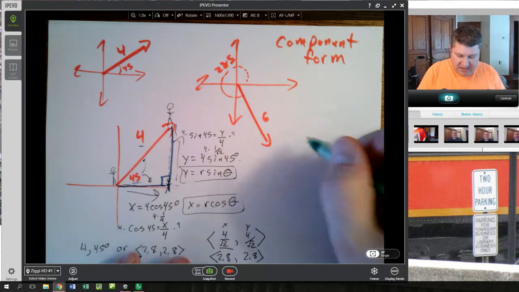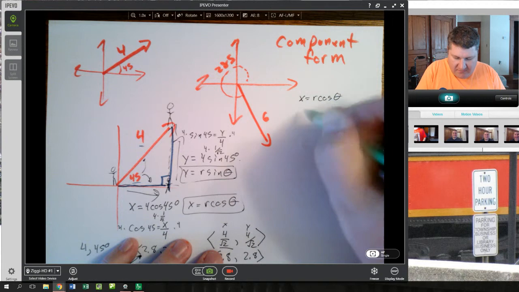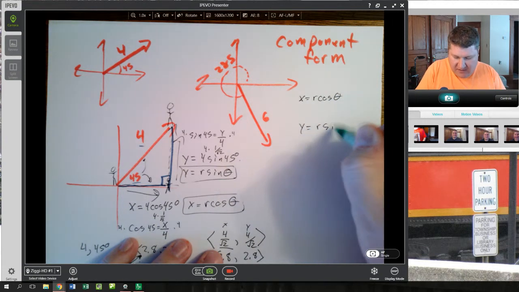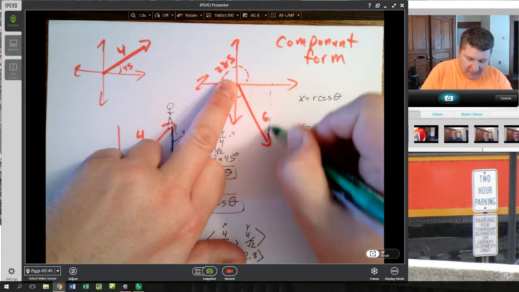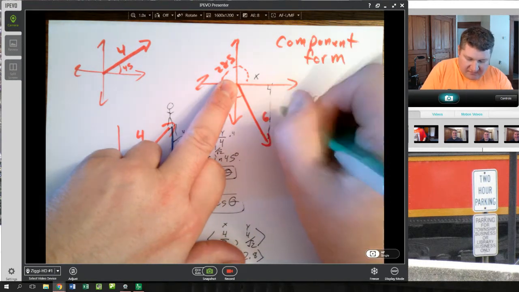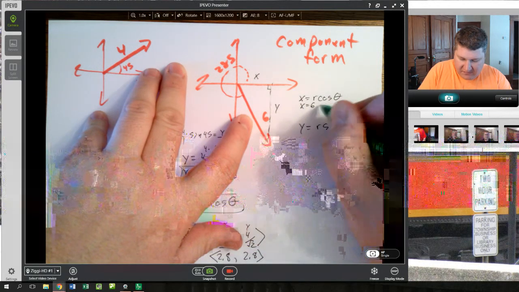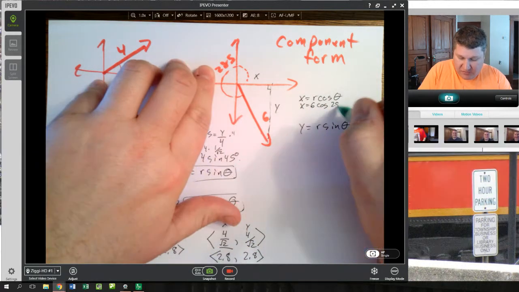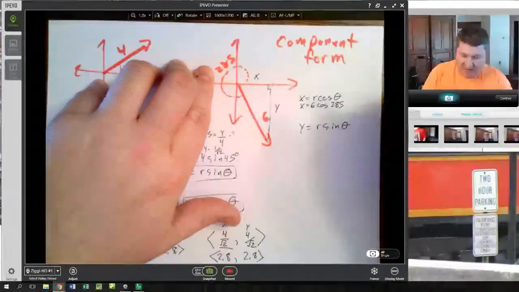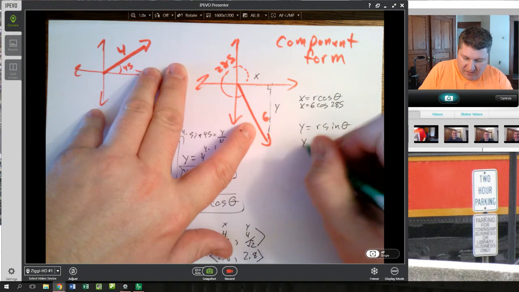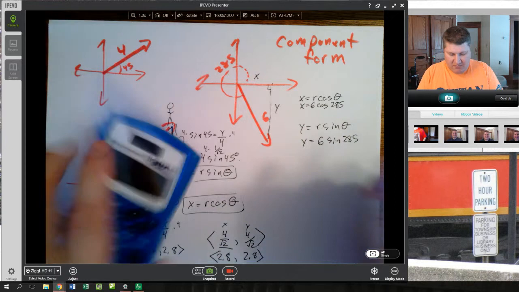Now, let's do the same thing over here. X equals r cosine theta, y equals r sine theta. Let's plug them in. So let's drop an altitude, and we say x and we say y, and we say the radius is 6, and it's cosine of 285. Now it's important that we use the 285 because that's going to determine whether this turns out to be positive or negative. Here we're going to say y equals 6 sine 285, and we will work both of those out.